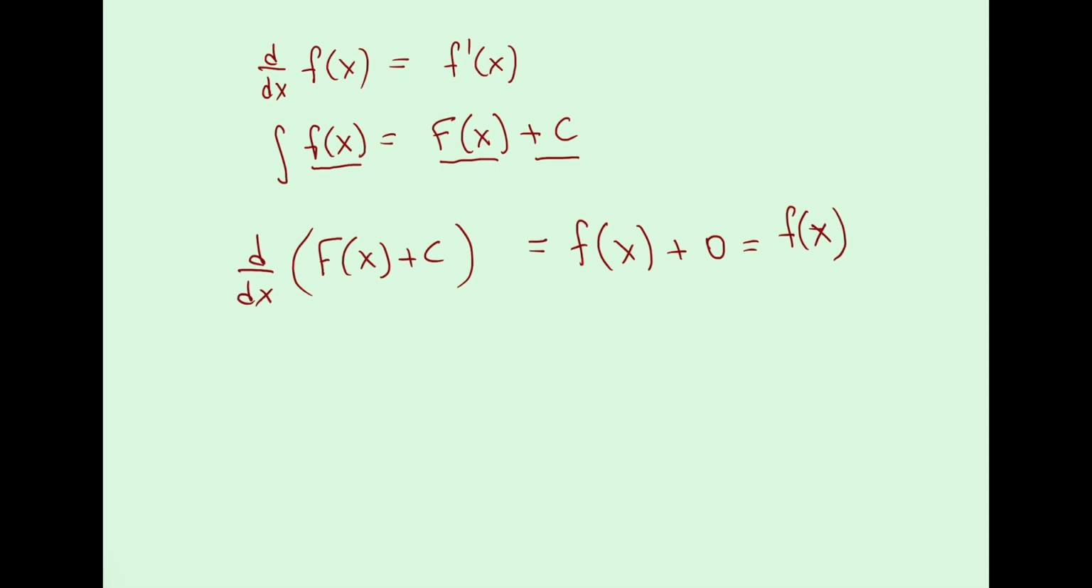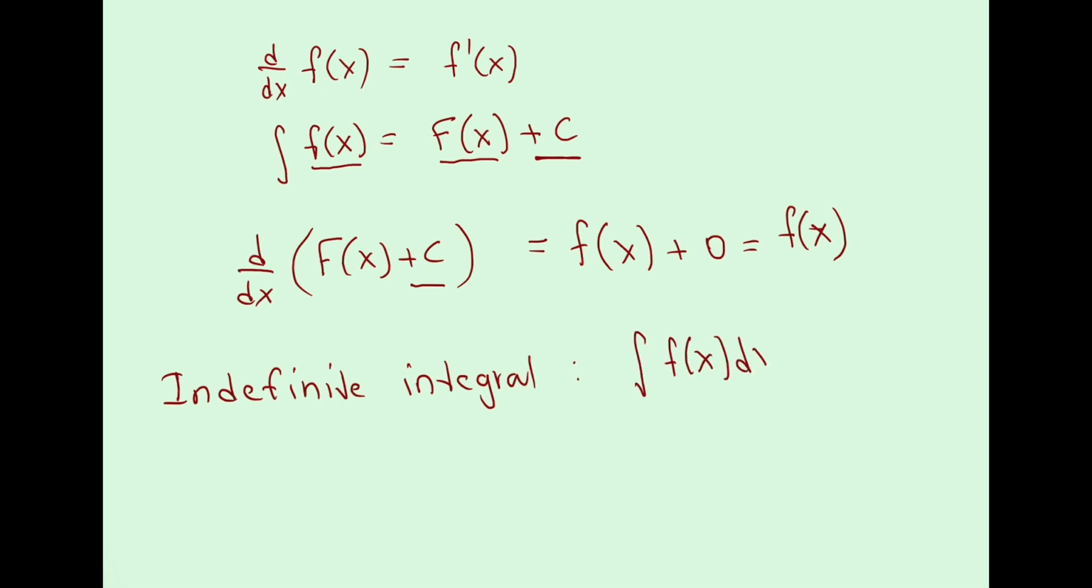Therefore, even if there's a constant added, we're still going to get f of x because the derivative of a constant is 0, which is why when we integrate, we make sure to have the constant c here. And this is what we call an indefinite integral. Indefinite integral equals the integral of f of x over a region that has no limits, which would equal F of x plus c.